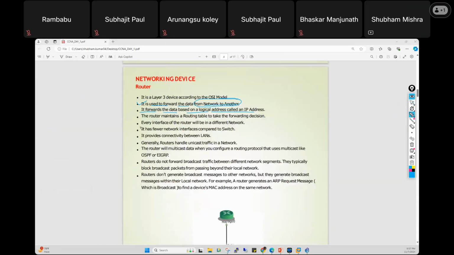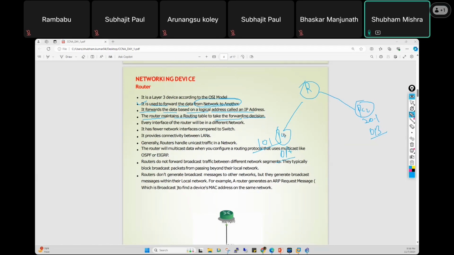Now the next one is that the router maintains a routing table to take the forwarding decision. For example, this is the router, this is PC number 1 and this is PC number 2. PC number 1 has IP address 10.1 and PC number 2 has IP address 20.1. And I know every device has a unique MAC address also, whatever device you are using: your mobile phone, your laptop, your tablet. For example, this PC has MAC address 0A and this PC has MAC address 0B.